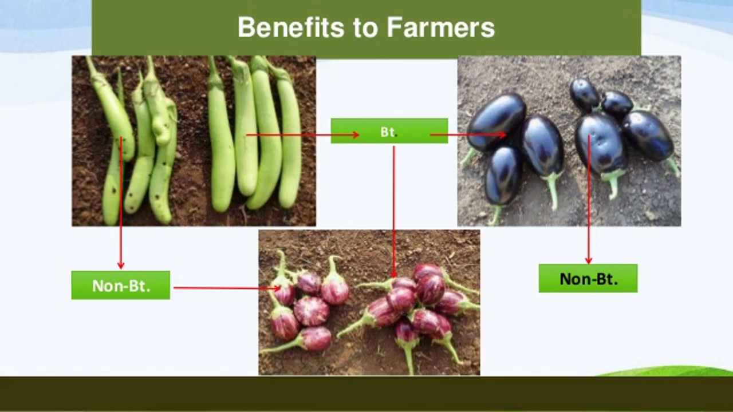Here you can see the difference. In non-BT, you can see there is extensive damage to the brinjal here. Similarly here you can see non-BT, there is a lot of damage, and similarly here you can see the damage caused by the shoot and fruit borers. But in the case of BT brinjal, you can see the quality of the vegetable, brinjal. There is no damage at all. So this is just to show you that these transgenic plants are highly effective in controlling insect pests.